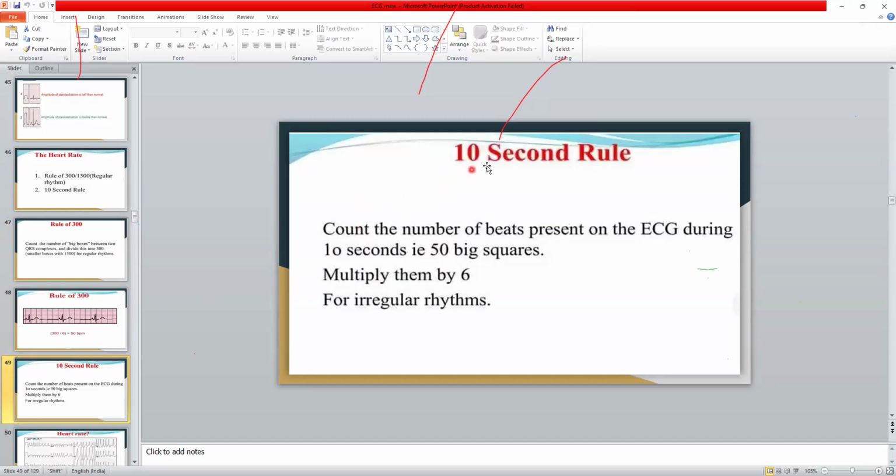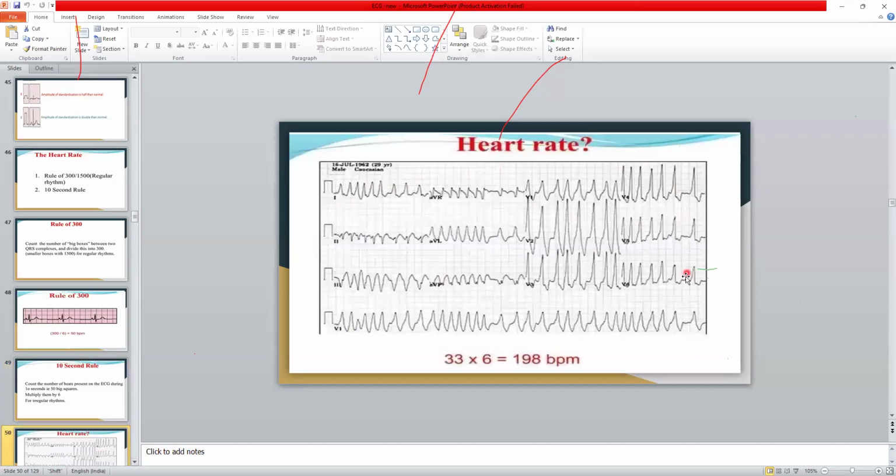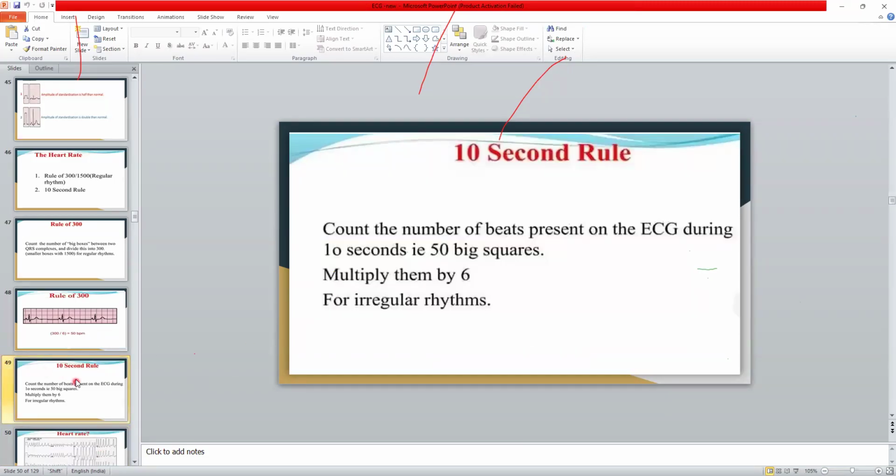The second method is the 10-second rule. This method is used when there are irregular rhythms, that is, the RR interval varies between the QRS complexes. So in this method, this is an irregular rhythm. You have to count the number of beats present in the ECG during 10 seconds.